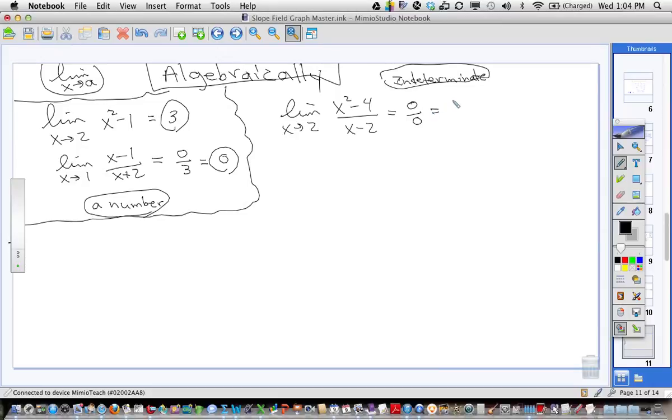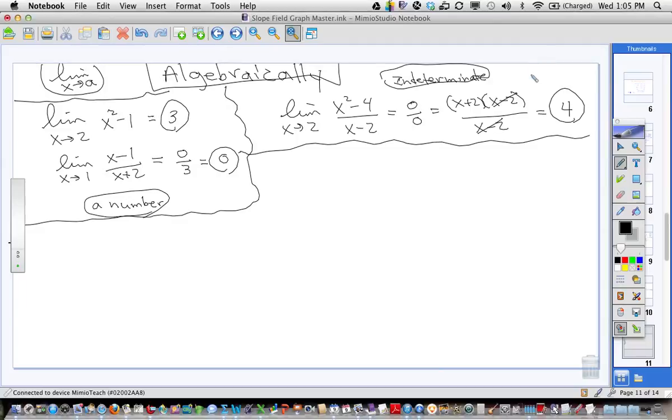So what we do is we factor the top, x plus 2, x minus 2. We factor the bottom, which I guess it doesn't factor, but the x minus 2's cancel, which of course is what was causing the 0 over 0. So what do we do next? Now we plug in our 2. 2 plus 2 is 4, and now that's our answer. So that is our limit. And if you remember, this was a graph with a hole in it. We talked about that. That's what 0 over 0 typically means, is that the graph has a hole in it.